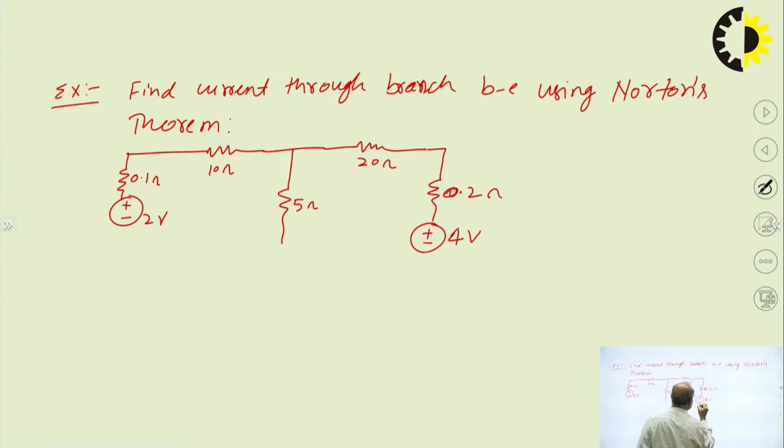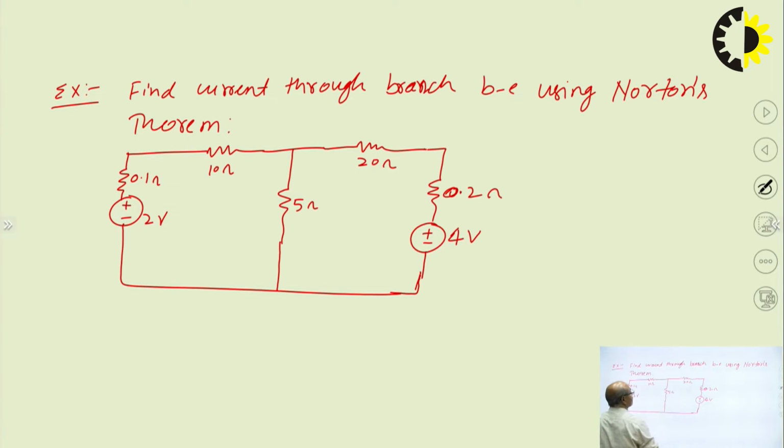So this is a circuit, and this circuit seems complex, and suppose this is branch BE. We have to calculate the value of current in branch BE, means this current we have to find out. Suppose this is I 5 ohm, the current in the 5 ohm resistor. So we denote it I5, and we have to calculate this current.